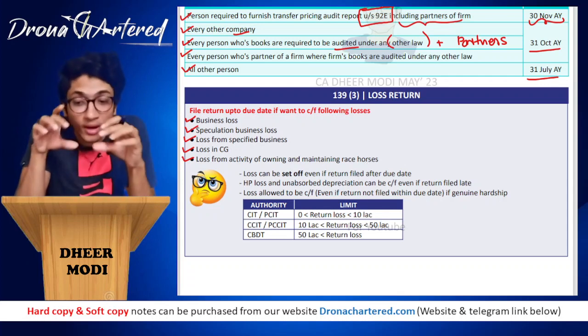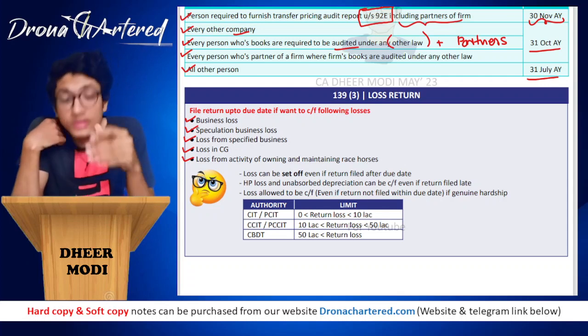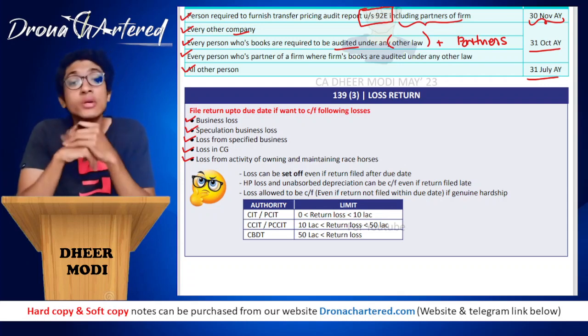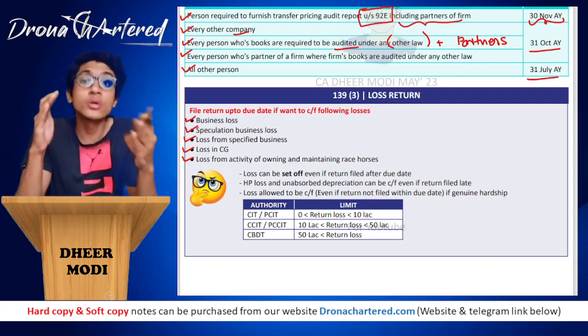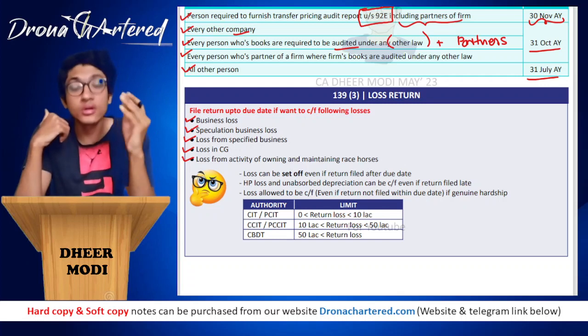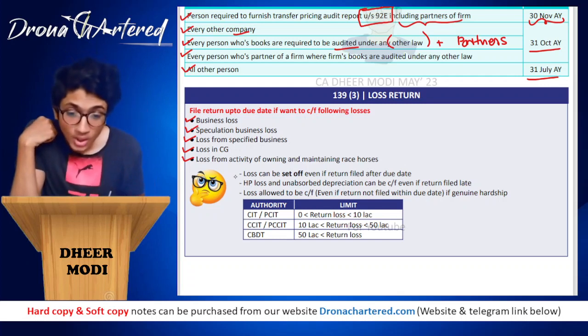So if you have losses in these particular heads or these particular areas, please make sure that you file your return of income before the due date. Okay, now what is something that you have to remember?